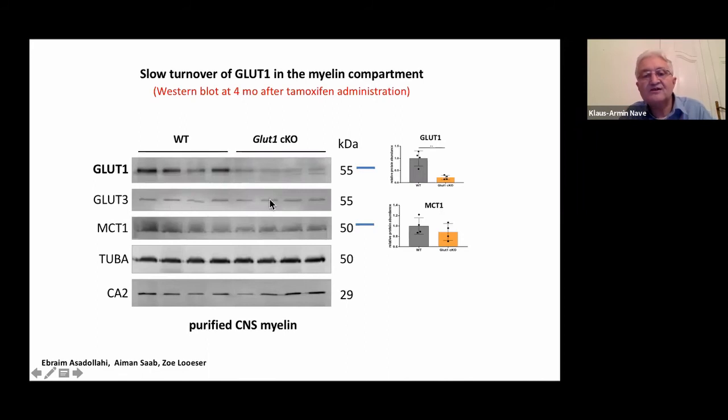GLUT3 on the neuronal side, for example, is unchanged. Other proteins, including MCT1, by the way, are unchanged. These are other markers that are internal markers. But there is a selective difference of GLUT1 expression at that late stage. We don't know for how many days or weeks that is so significant.